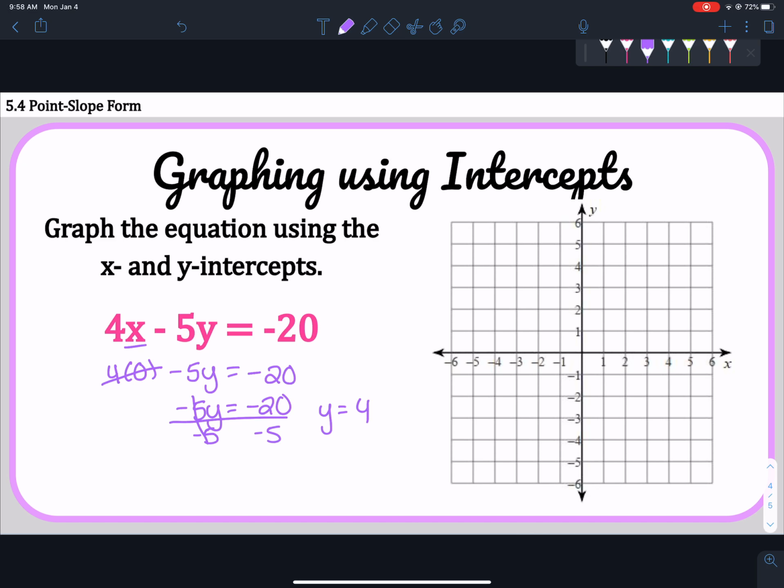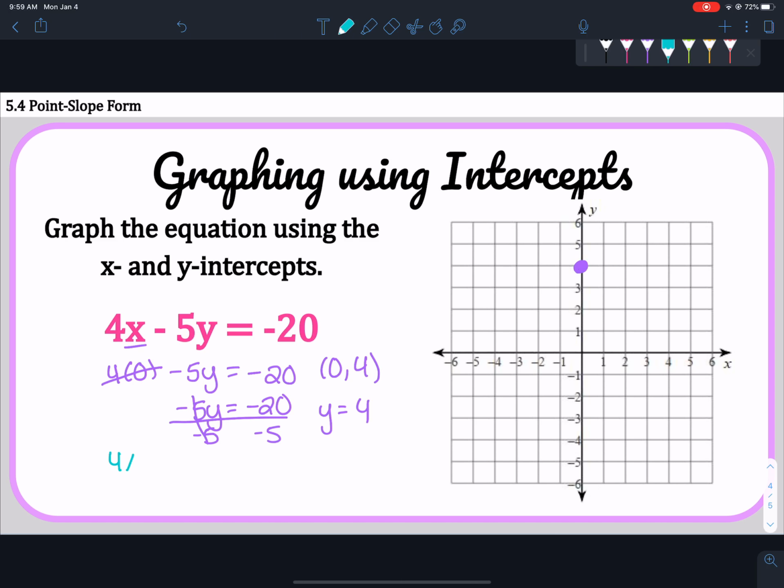So that is the coordinate (0, 4). I need to graph that point. If I start at my origin, I'm just going to go up 4, and I have this point right here. That is the point (0, 4). That is my y-intercept. Now I'm going to solve for my x-intercept.